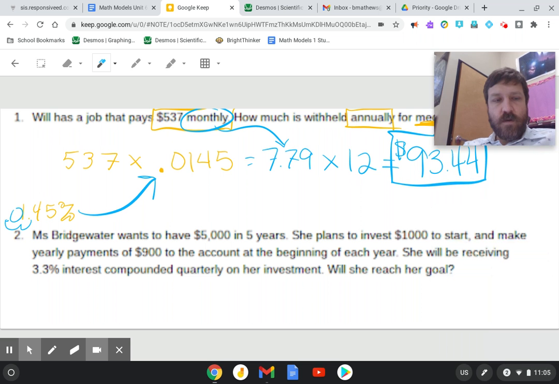Okay. Next one. Ms. Bridgewater wants to have $5,000 in 5 years. She plans to invest $1,000 to start and make yearly payments of $900 to the account at the beginning of each year. She will be receiving 3.3% interest compounded quarterly on her investment. Will she reach her goal? So in other words, will she have $5,000 in 5 years?